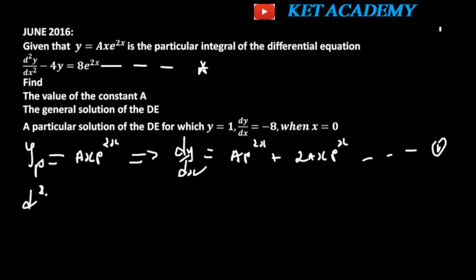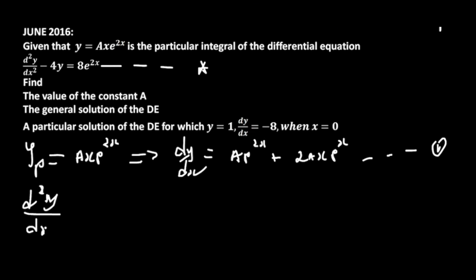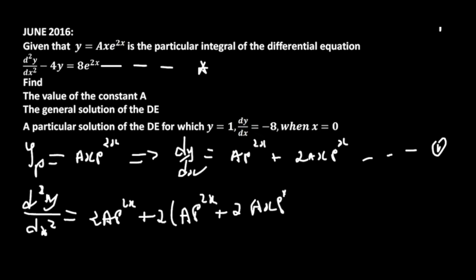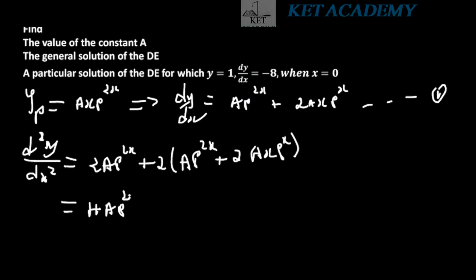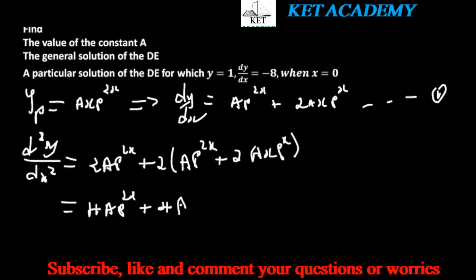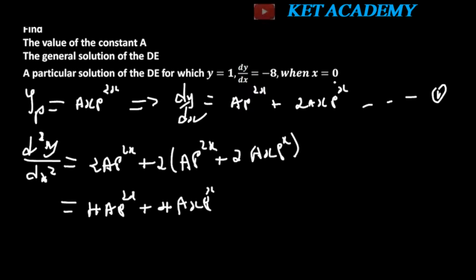So our d squared y over dx squared will simply be equal to 2a e to the power 2x plus 2 into a e to the power 2x plus 2ax e to the power 2x. If we simplify that, we're going to have 4a e to the power 2x plus 4ax e to the power 2x. So this is our equation 2.